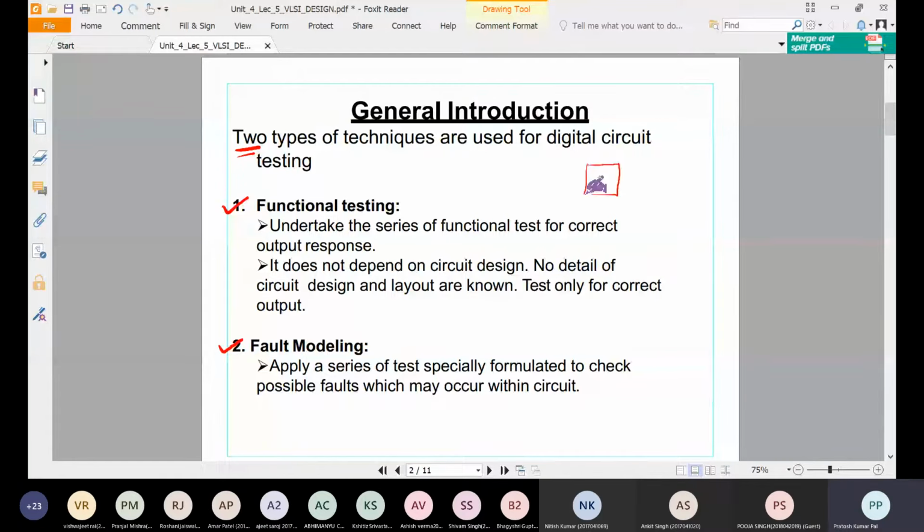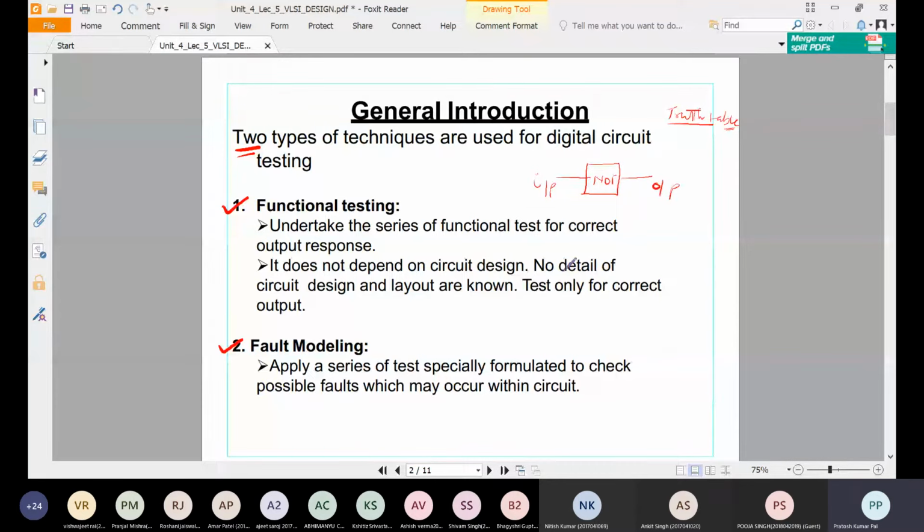A chip is there. By providing some input, we will be checking its output. So this is called functional testing, like we are verifying its truth table. If we are verifying its truth table, that will be a functional test. It does not depend on the circuit design. Whatever circuit design is there, we will not be checking what type of circuit they have used to design that particular chip. We will just go for testing its function.